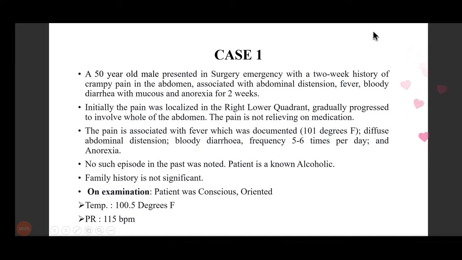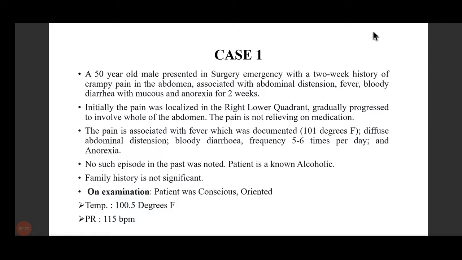So, this is your first case. We are starting with the case, I'm not starting with the theory part first. Let me give you the case you should think of, okay? And you'll give me the answer, whatever I ask.